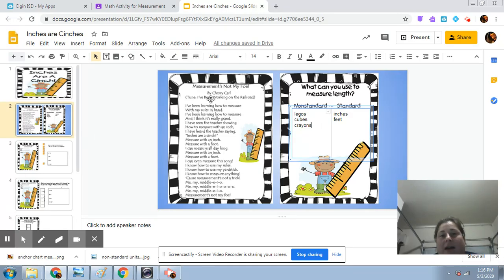Also, there is a song. It's to the tune of "I've Been Working on the Railroad." So I've been learning how to measure with my ruler in hand. Okay, so you get the idea.